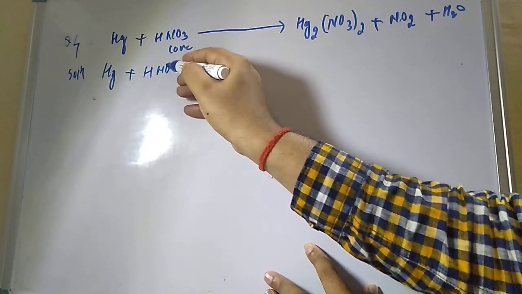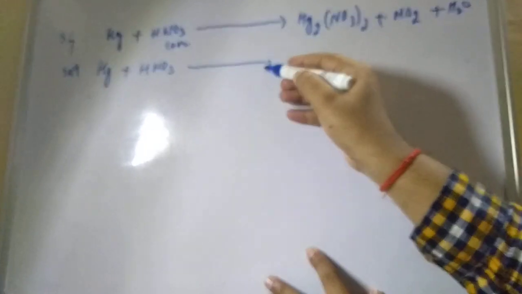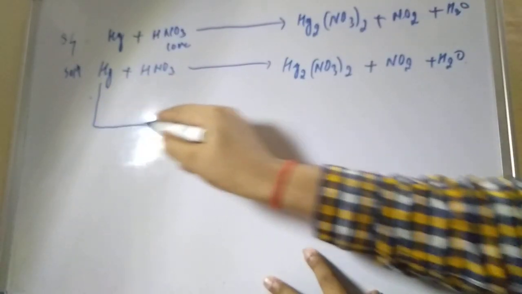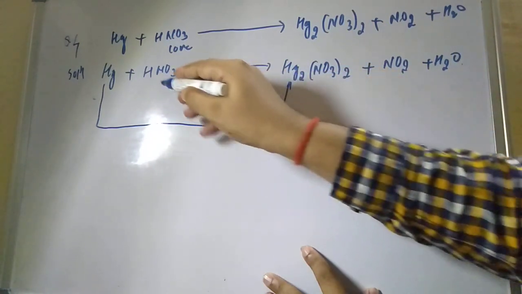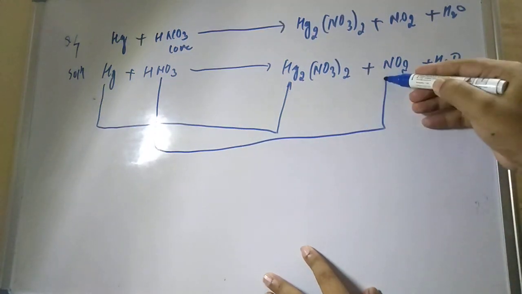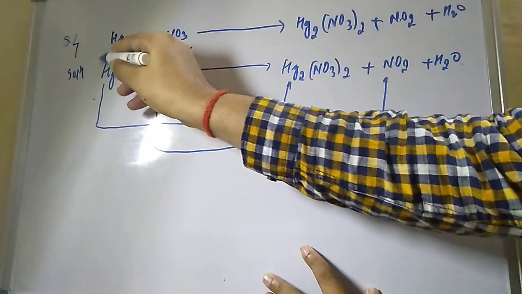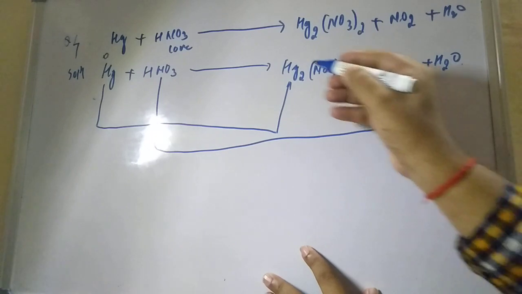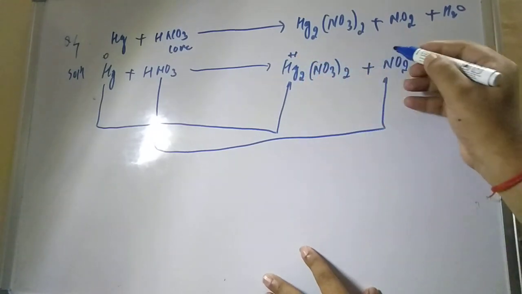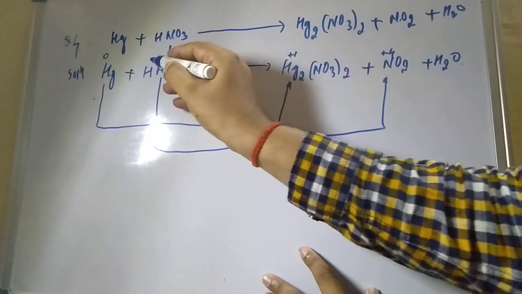Hg plus HNO3 giving rise to Hg2(NO3)2 plus NO2 plus H2O, right students? You see Hg to Hg2(NO3)2, and nitrogen to nitrogen dioxide. Here you see how much? 0. Here plus 1 will come. This side plus 4 and here plus 5.